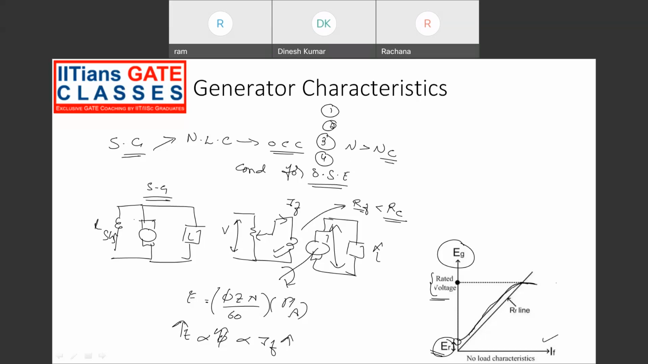Why? Because if the field winding is connected in reverse across these terminals, the flux produced by the current flowing through this winding will cancel the existing residual flux, due to which there won't be any buildup of voltage. So the field winding has to be connected properly across the armature windings.